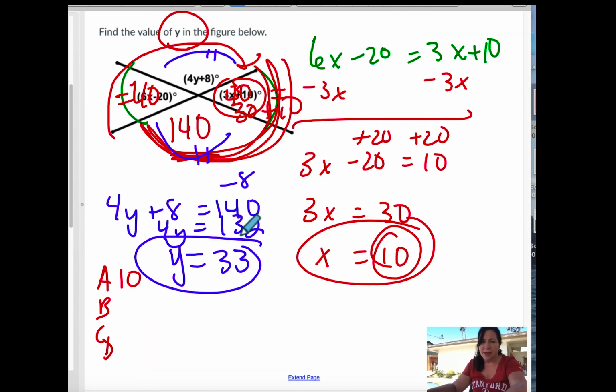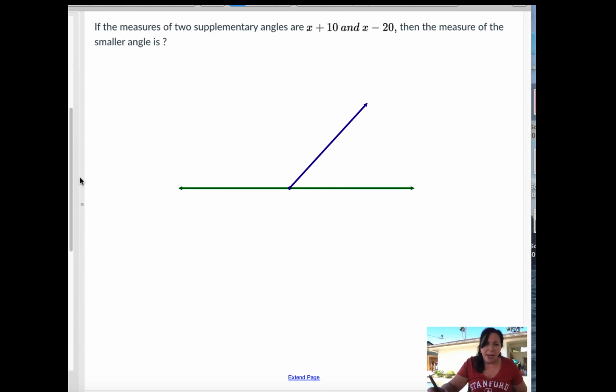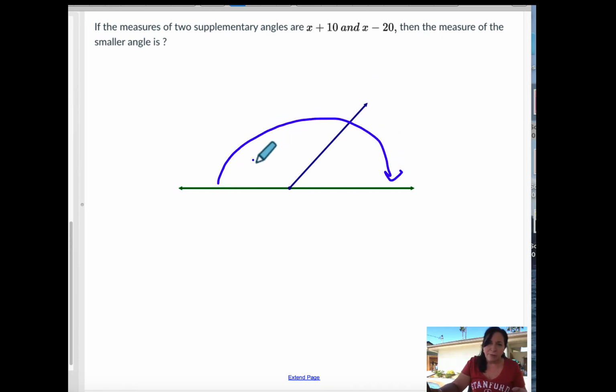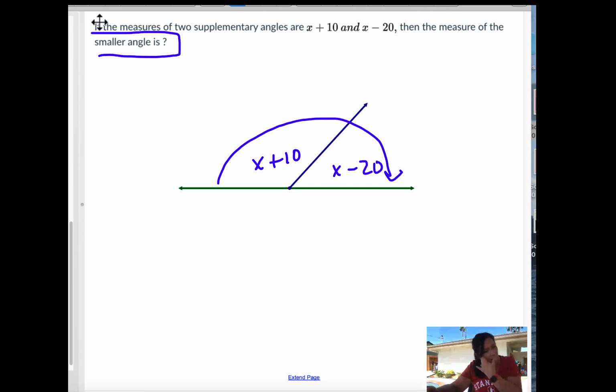Okay. The next question is saying, if the measures of two supplementary angles are x plus 10 and x minus 20. So supplementary angles, I drew the straight line because I know supplementary angles add up to be 180. So if this is x plus 10 and this is x minus 20, then the sum of those two angles is going to be 180. Now don't get sidetracked by what the question is. It's saying, what's the smaller angle? I'm not actually going to worry about that until I find x.